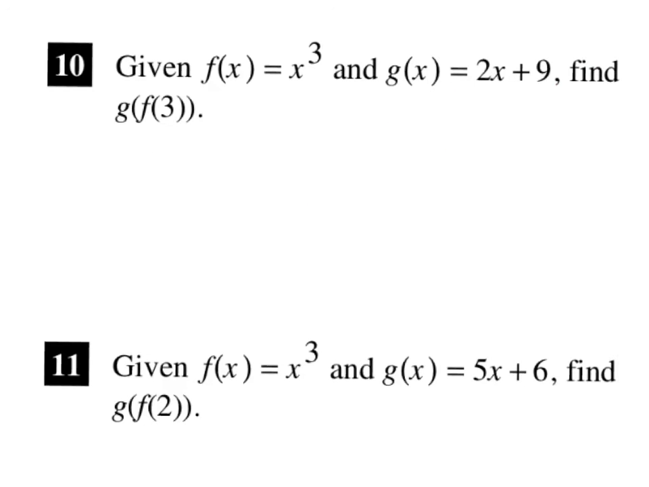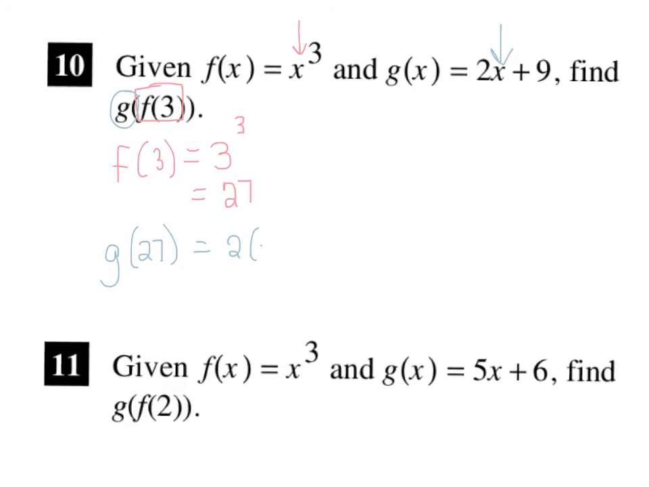For these composition problems, we work from the inside out. So first I'm going to find f of 3, which means we plug 3 into the f of x function. So it'll be 3 to the third, which is 27. Now we take that 27 and we plug it into the g function. So it means we're going to take a 27 and plug it in right there.